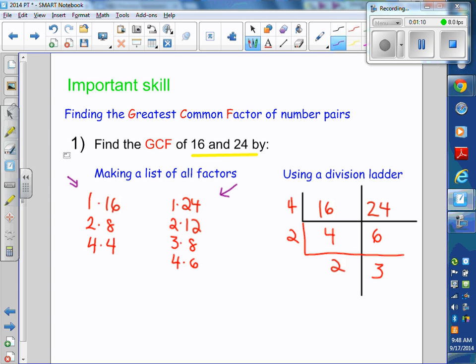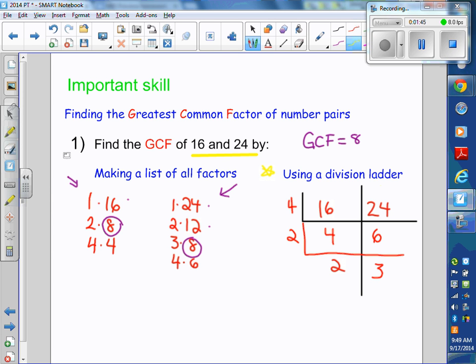So looking at this list, 24 is not in both lists. 16 is not in both lists. 12 is not in both lists. But 8 is in both lists. Therefore, we say the greatest common factor of 16 and 24 is 8 using the list method, or GCF is equal to 8. The ladder method over here is really nice because it's quicker.